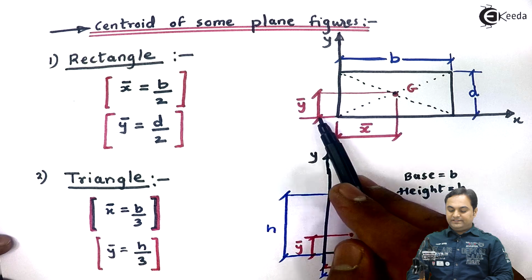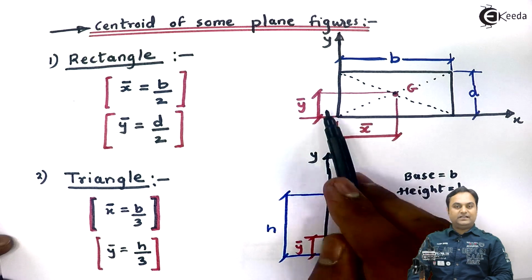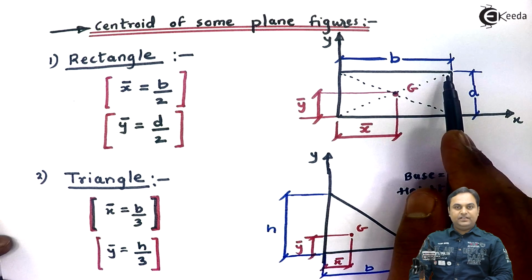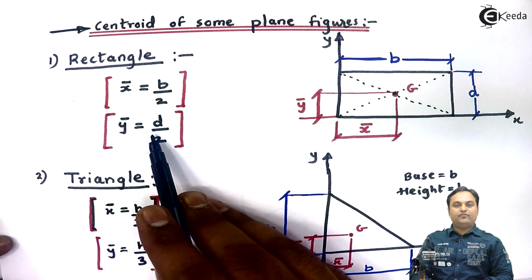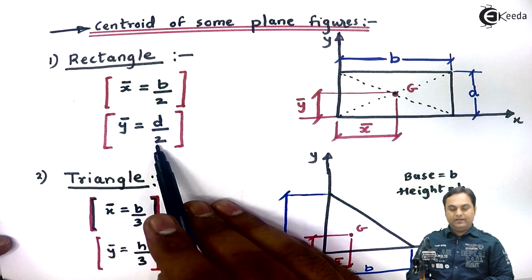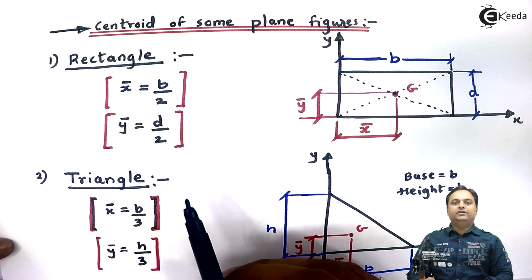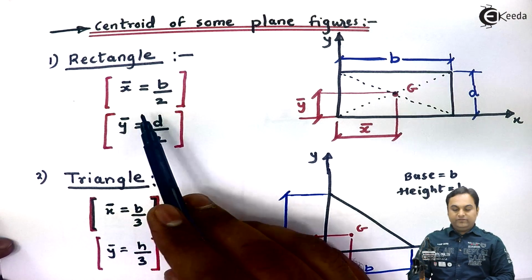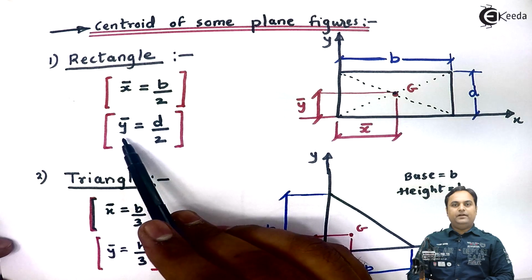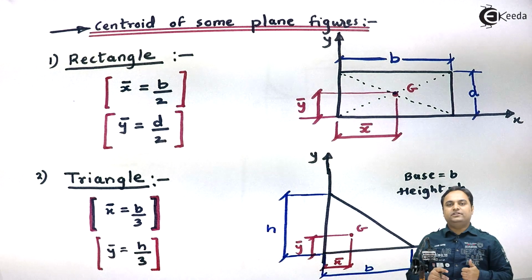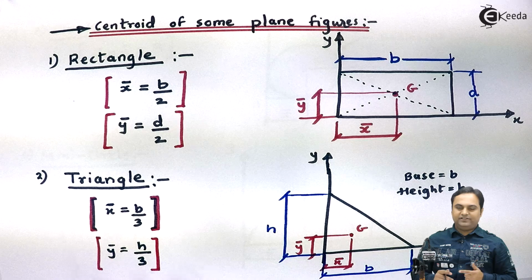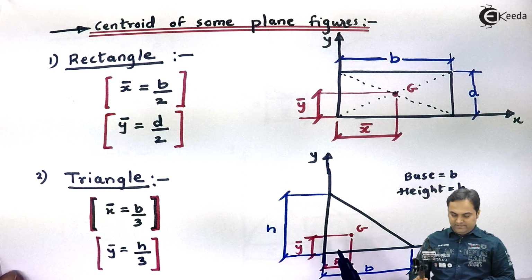Y bar is the distance of the centroid with respect to the x axis. Height is d, so y bar is half of that, so y bar is d by 2. So if we want to find the centroid for a rectangle, it will be denoted by x bar and y bar, where x bar is half of width and y bar is half of height. So that was for a rectangle.